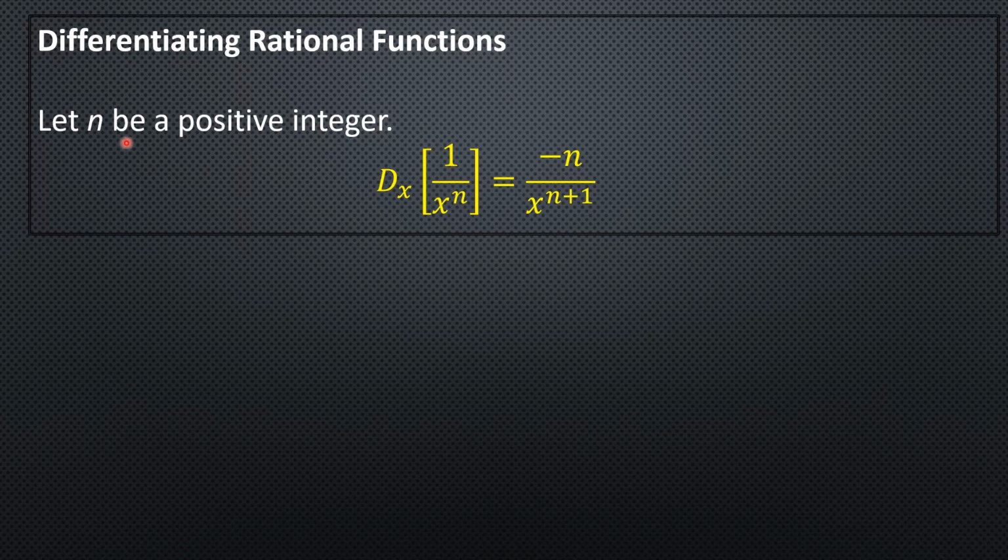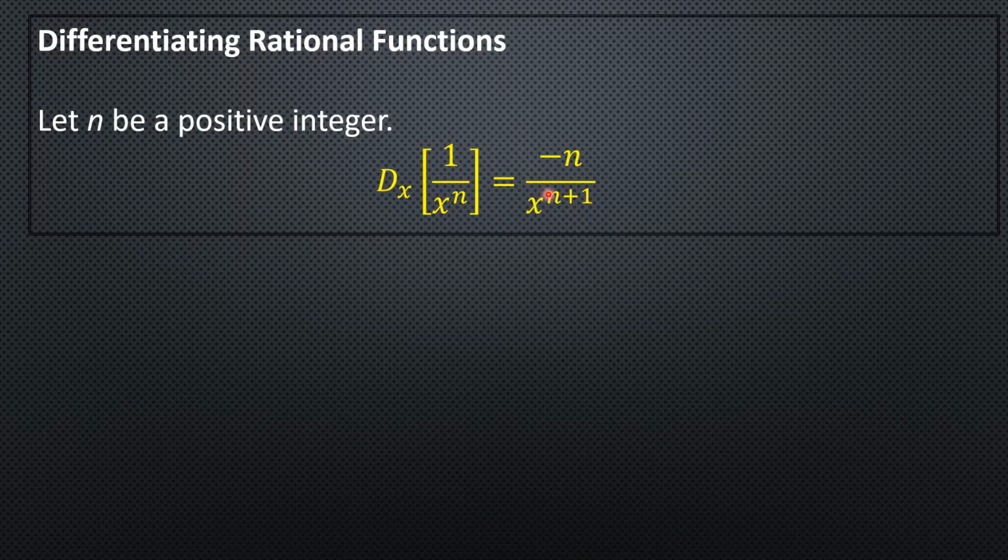The rule in getting the derivative of a rational function in the form 1 over x raised to n is equal to negative n over x raised to n plus 1. This exponent n is a positive integer, so you are just going to get this n and locate it. So we see it's negative n on the numerator, and we need to add 1 on the denominator. But how did we get this one?